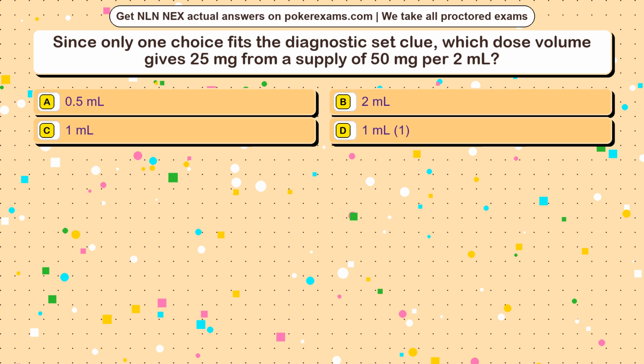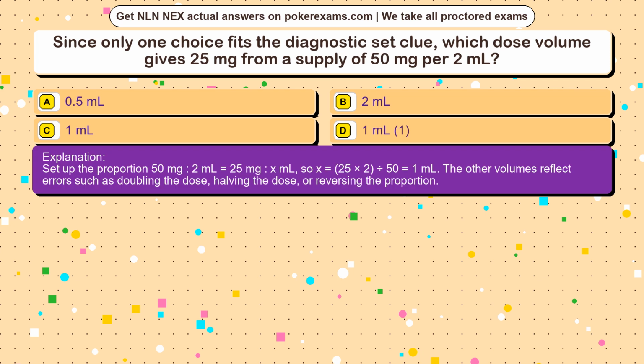The correct answer is option. Set up the proportion 50 mg over 2 ml equals 25 mg over x ml, so x equals 25 times 2, divided by 50, equals 1 ml. The other volumes reflect errors such as doubling the dose, halving the dose, or reversing the proportion.